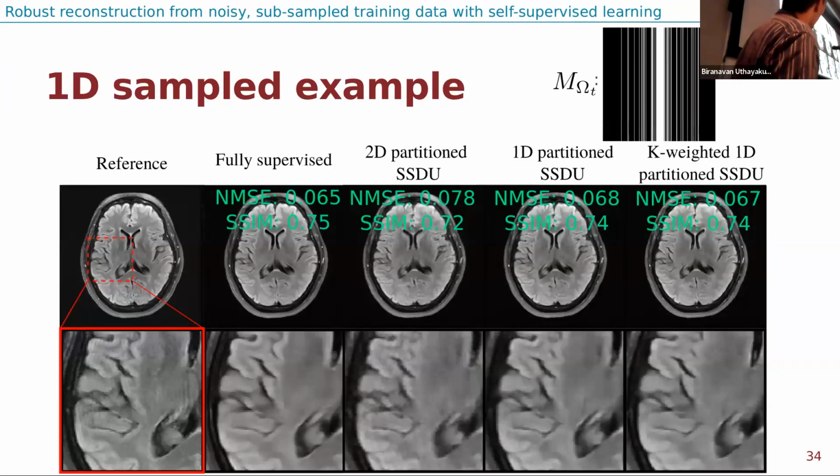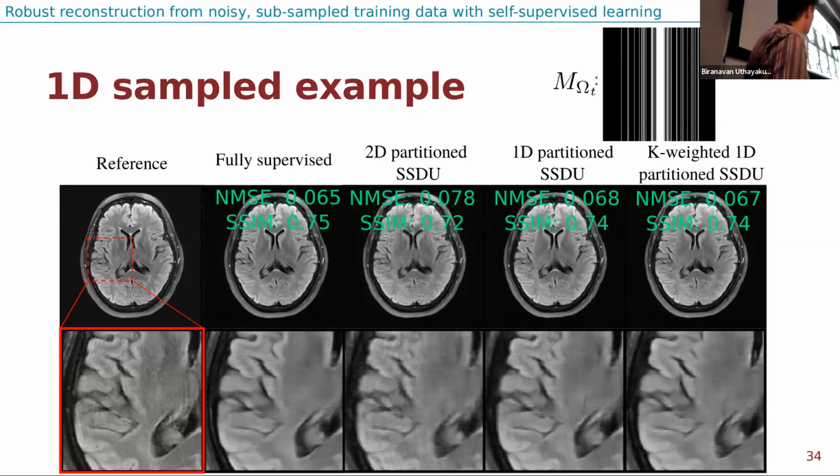So having a look at the actual reconstructions. On the left is the fully sampled reference, and then next along is what we get when we do fully supervised learning. This is where we let our network have access to fully sampled training data. And then next along is 2D partitioned SSDU, so how SSDU was originally proposed.